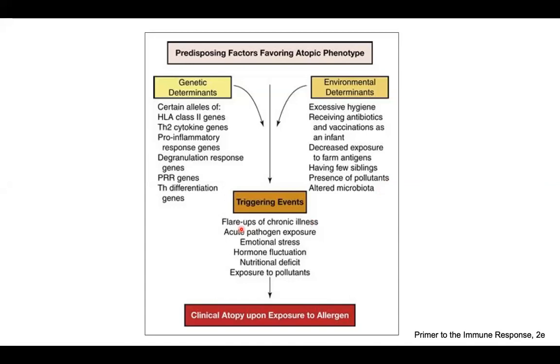And now triggering events. You have a patient who has a genetic risk factor and several environmental risk factors, and then they get a third event that now triggers development of an allergic reaction. Either a flare-up of chronic illness, acute exposure to pathogens, emotional stress, hormonal fluctuation, nutritional deficits. People think vitamin D is very important here, and exposure to pollutants. All these combine in different ways to influence development of allergies to particular allergens.